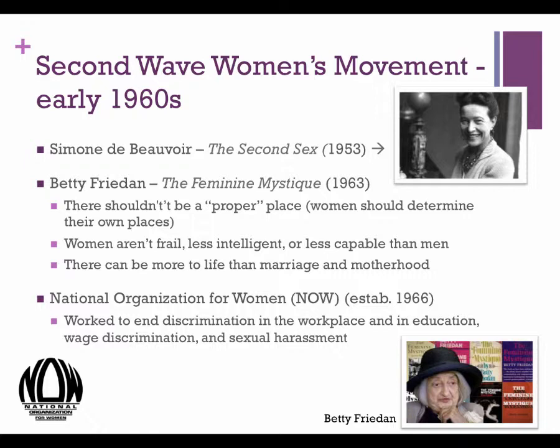Based on the feelings that many women had after World War II, and building on that, Friedan and others in 1966 created the National Organization for Women, NOW. So the movement gained speed, and by the late 1960s and 70s, women's liberation emerges as a major social force.